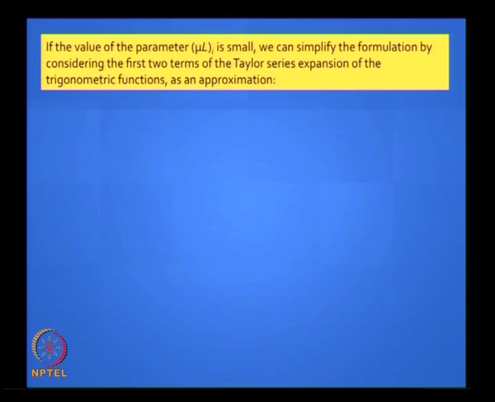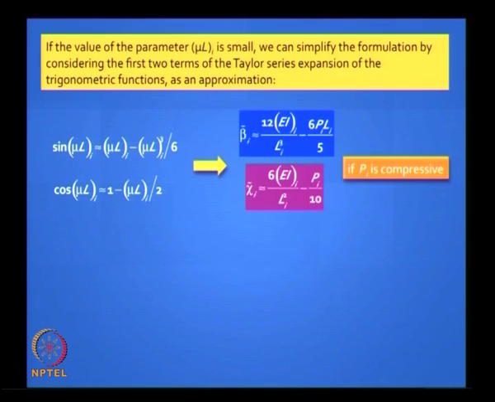Square root of PL squared by EI, then we can simplify the formulation by expanding these trigonometric functions in a Taylor series form, and so it takes this simple form. If you take the first two terms for a sine function and a cosine function and you plug in these values in the stability function, you get a very beautiful result. You have only two terms and you have a kind of a constant, a linear relationship with pi. So that makes the whole thing very simple.